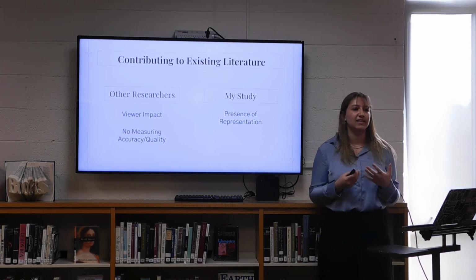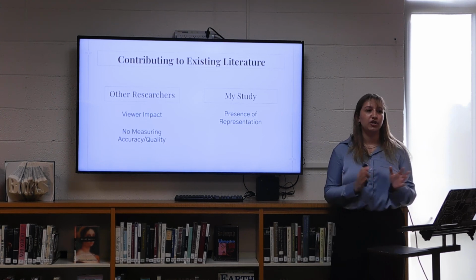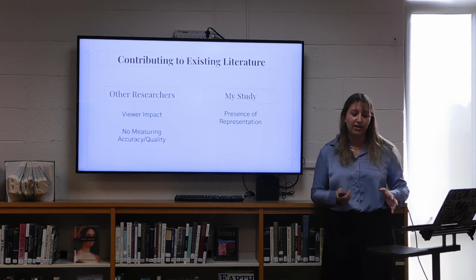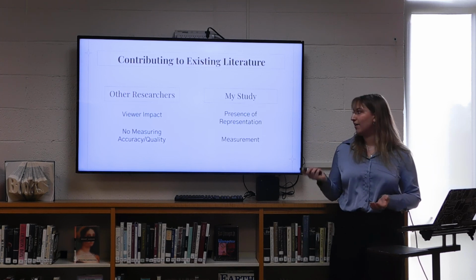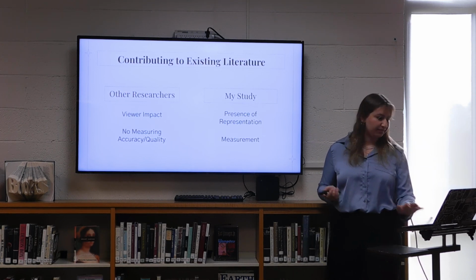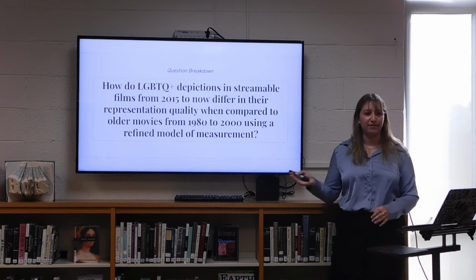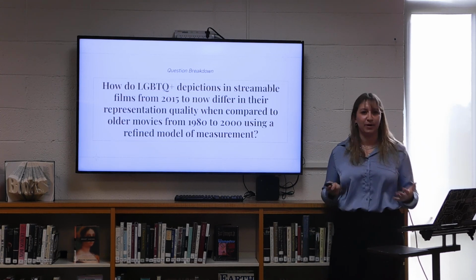Additionally, there was nothing really listing out criteria for what films should include to constitute high quality representation, so I have created a way to measure that. So to fill this gap, I created my research question, but as I said, we're going to break it down.